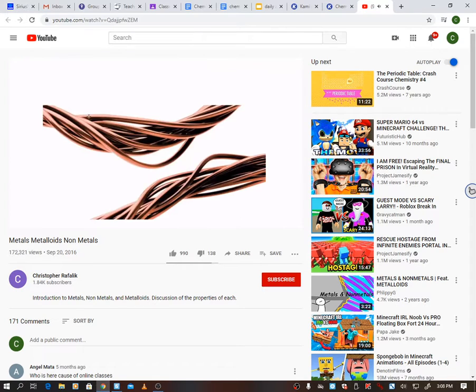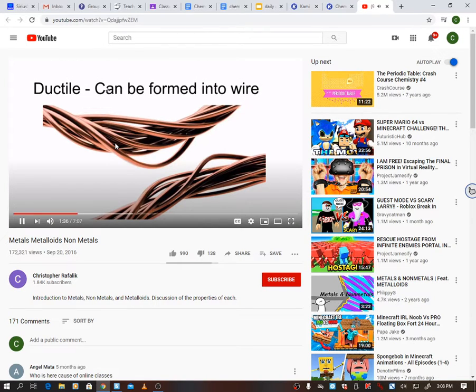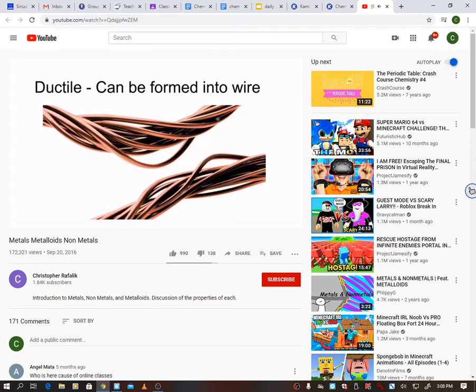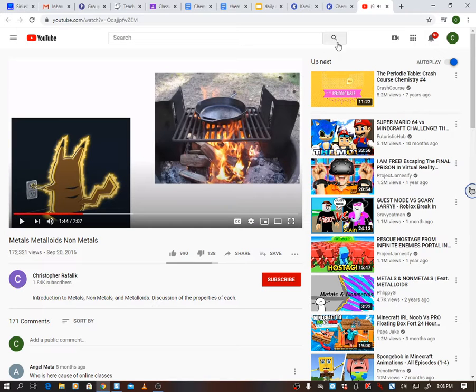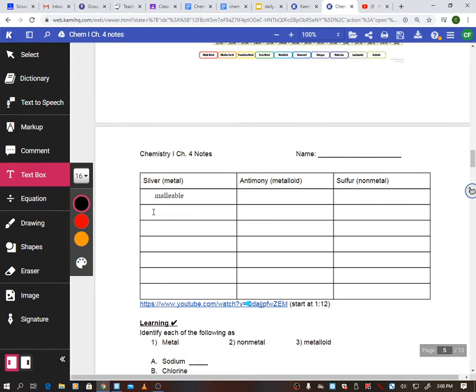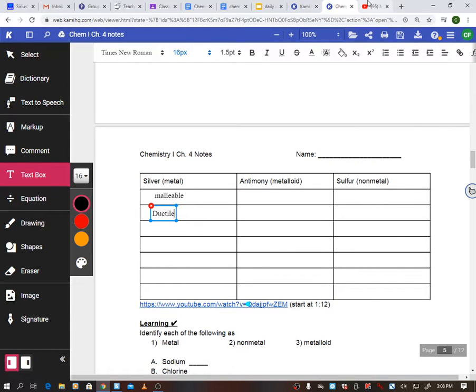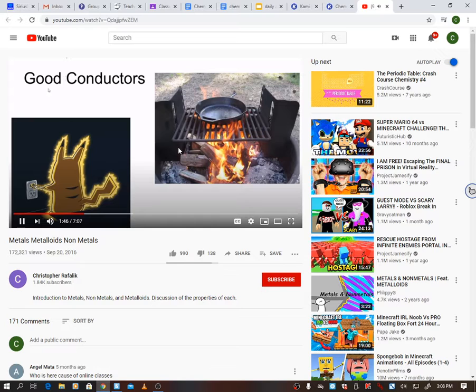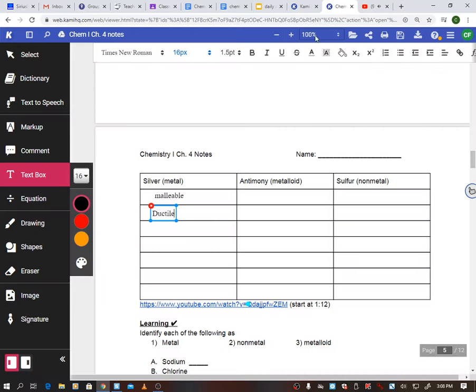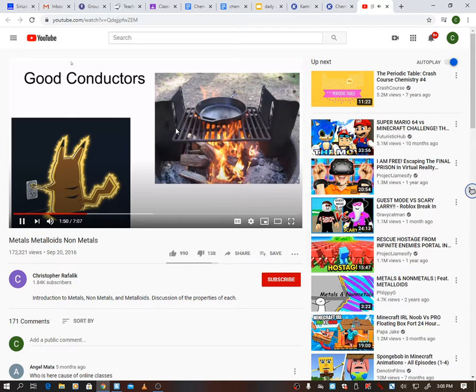We can also discuss being able to turn metals into wire. This copper is said to be ductile. Ductile means that the metal can be formed into wire. Okay, so we're going to write down ductile. Metals are also good conductors. All right, so we've got good conductors. And we can discuss how they're a good conductor in two different ways.